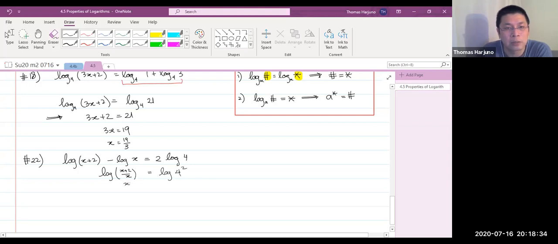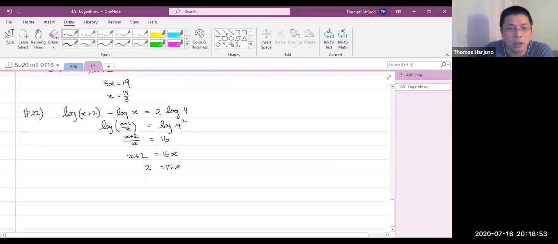Okay, so (x + 2) over x equals 4 squared, which is 16. Then from here we get x plus 2 equals 16x, 2 equals 15x, and x equals 2 over 15.